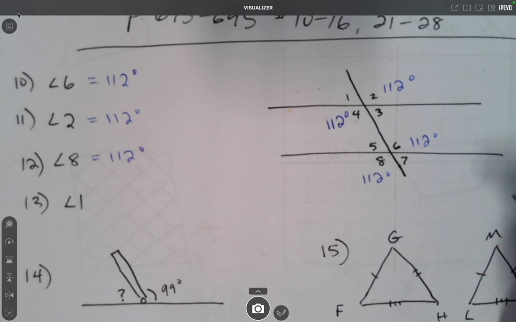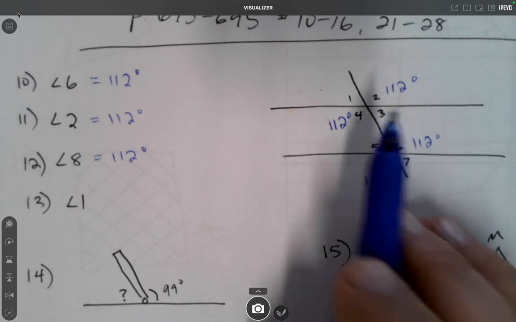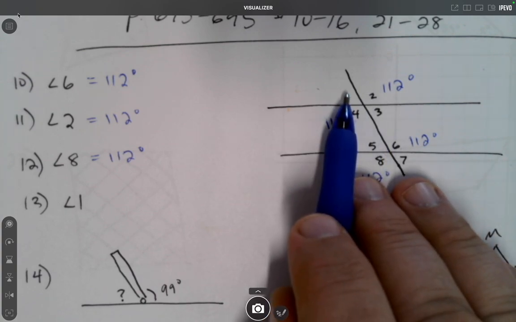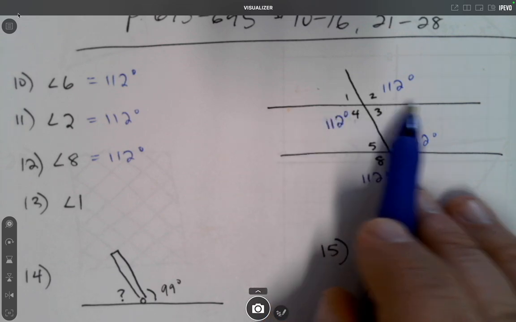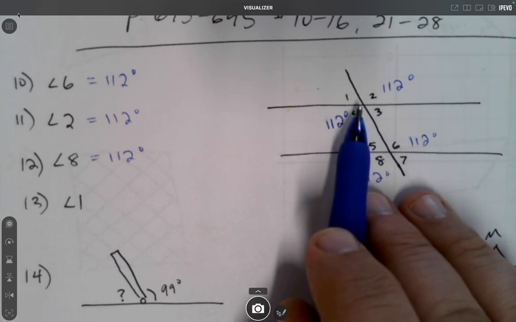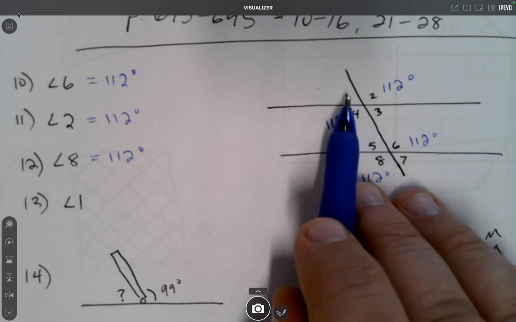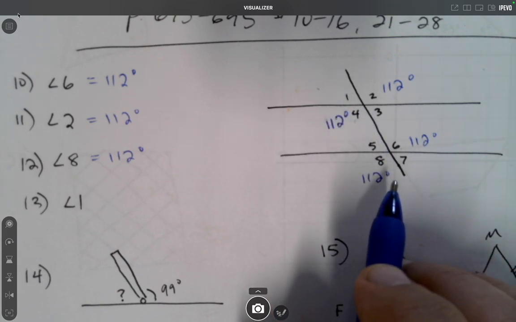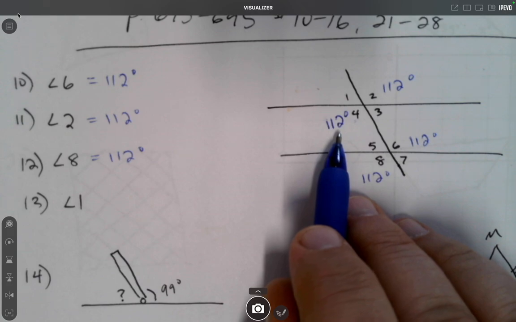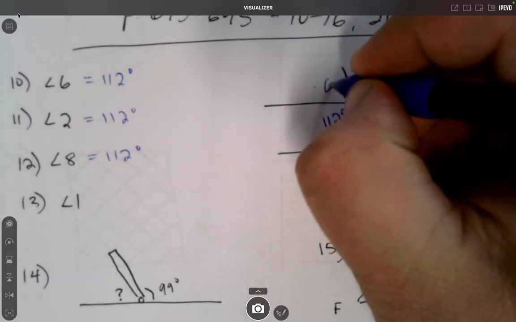Okay, last is angle 1. So angle 1, best I can see, the only relationship we have when we look at angle 1 is either between angle 1 and 2 or 1 and 4. Angle 1 and angle 2 are a linear pair, supplementary, meaning they form a straight line, so that means they add up to 180. The same is true for angle 1 and angle 4. They also form a straight line, so they're supplementary and add up to 180. So you can say 180 minus 112 to get that answer, and so it's 68 degrees.